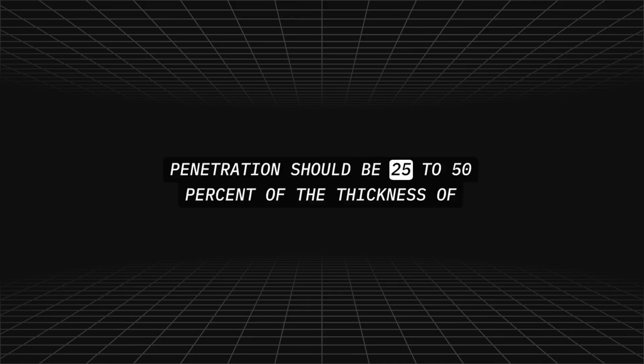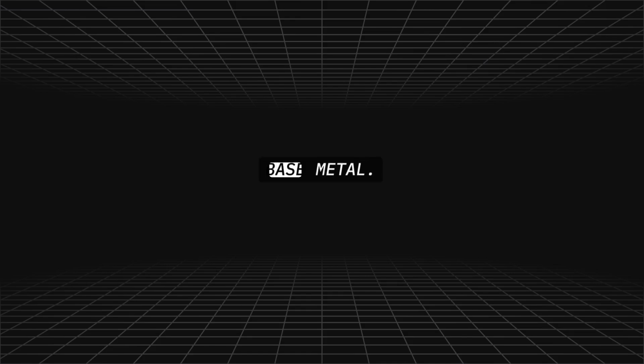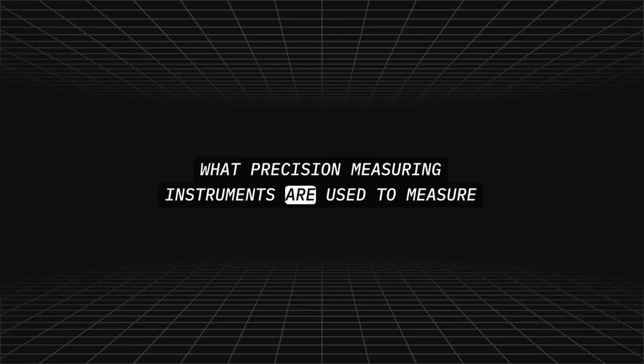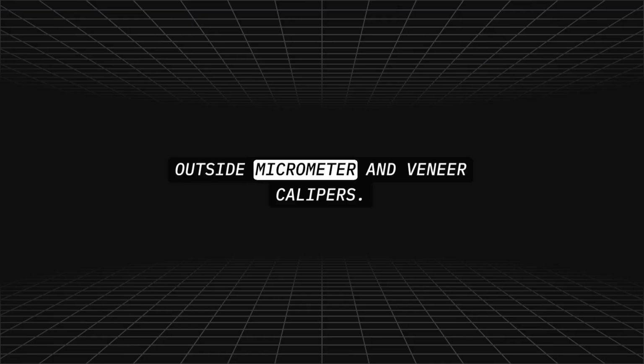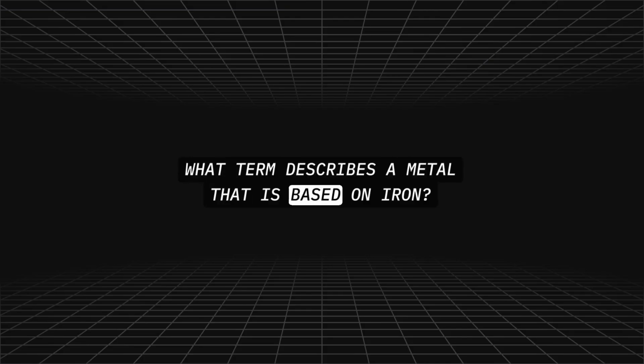Penetration should be 25 to 50% of the thickness of base metal. What precision measuring instruments are used to measure outside dimensions? Outside micrometer and vernier calipers. What term describes a metal that is based on iron? Ferrous alloy.